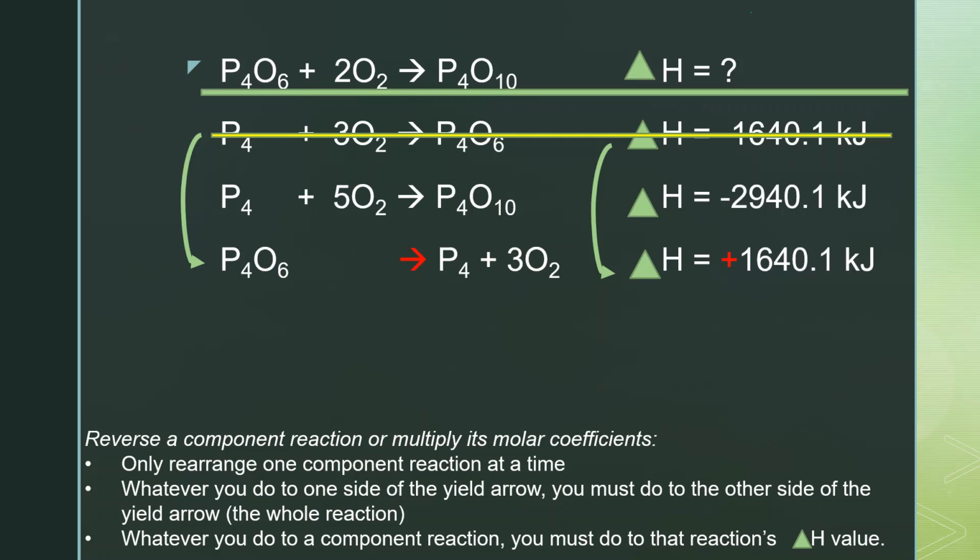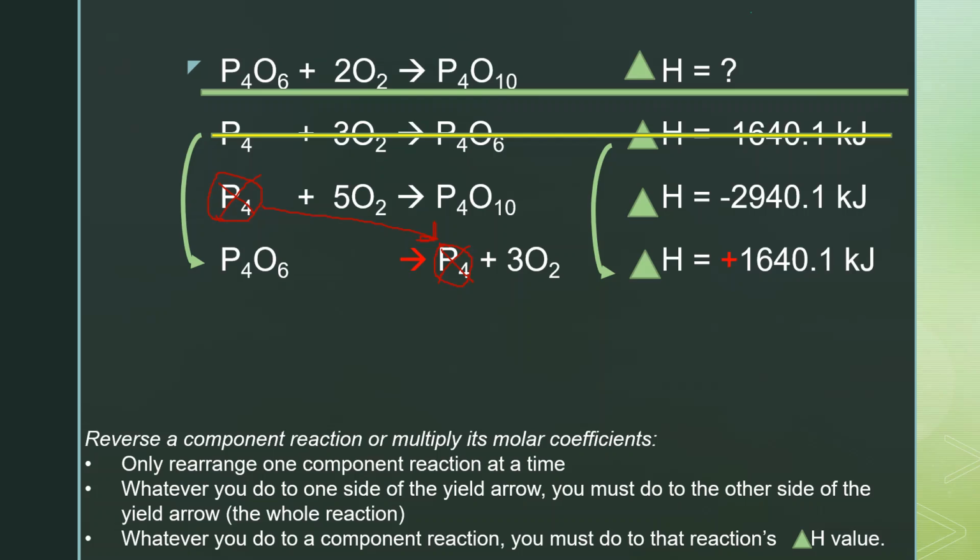Let's look at this for a minute. Here's the first component reaction up here, this P4. Now, if you look on the other side of the yield sign on the second component reaction, there's a P4 over here. So what do like terms do when they're on opposite sides of an equal sign or a yield arrow in an algebraic equation? They cancel each other out. So we're going to cancel this P4 out, and we're going to cancel this P4 out.